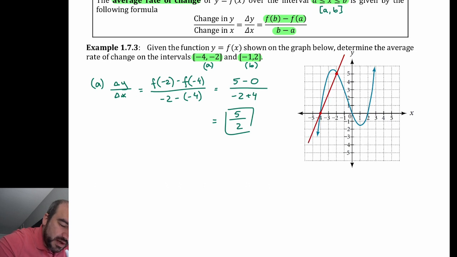Does anyone know what this line is called? Just randomly, if you draw a line between 2 points on a curve. Anyone know the name of that one? No, that's okay. I didn't expect you to know that one. But this is called a secant line. Just in case your other math teacher asks you what that line is called, you can be the one to tell them.